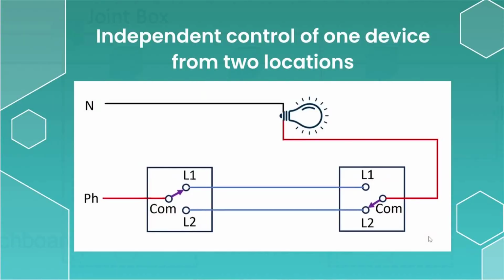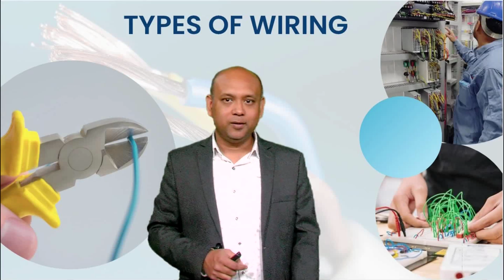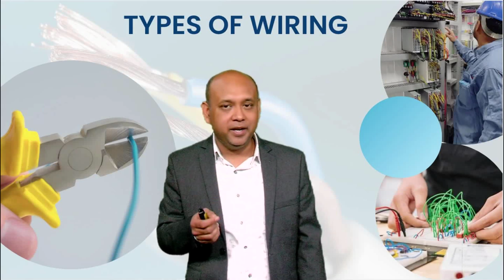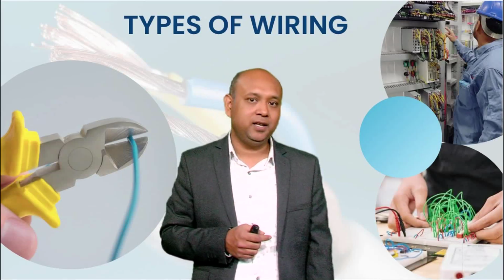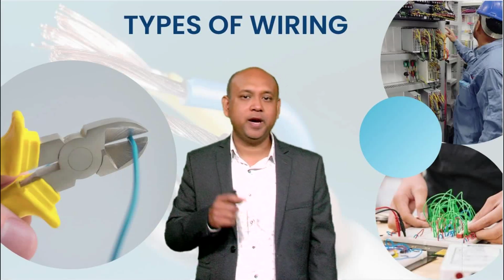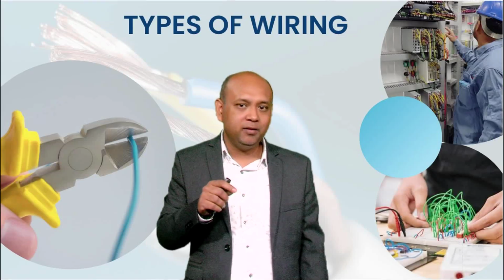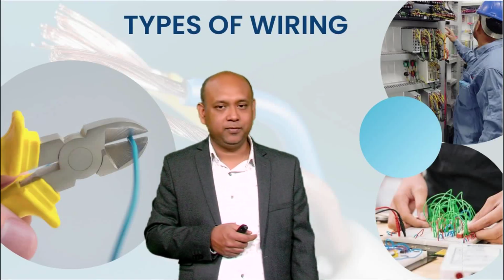If one of the switches is in the upward position and the other is in the downward position, the lamp will be off. So this completes our discussion on electrical wiring connections commonly practiced in house wiring. I hope you will now be able to design house wiring for any given situation.